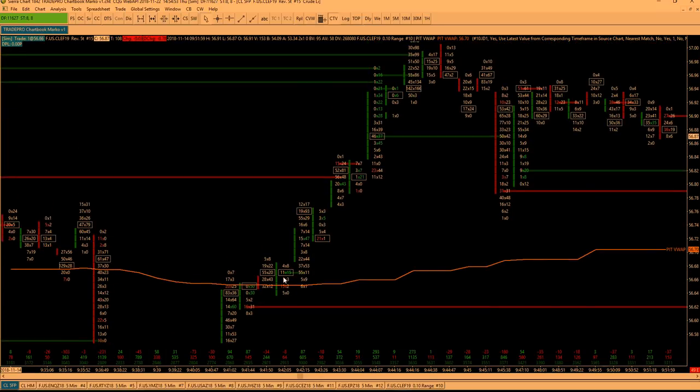And in this case, it worked out and we got a nice move of about 30 cents up into the $57 region, which on one contract is about 300 bucks. So that right there is the VWAP breakout setup. Let's take a look now at the VWAP pullback setup.